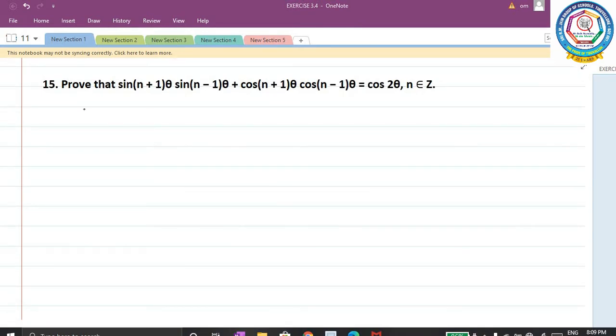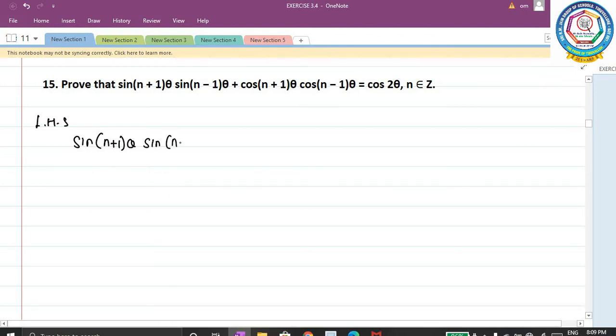Sum number 15. Prove that sin of (n plus 1) theta into sin of (n minus 1) theta plus cos of (n plus 1) theta cos of (n minus 1) theta equals cos 2 theta. N belongs to integers. So I'm going to take the left hand side equation. So the left hand side equation: sin of (n plus 1) theta into sin of (n minus 1) theta plus cos of (n plus 1) theta then cos of (n minus 1) theta.